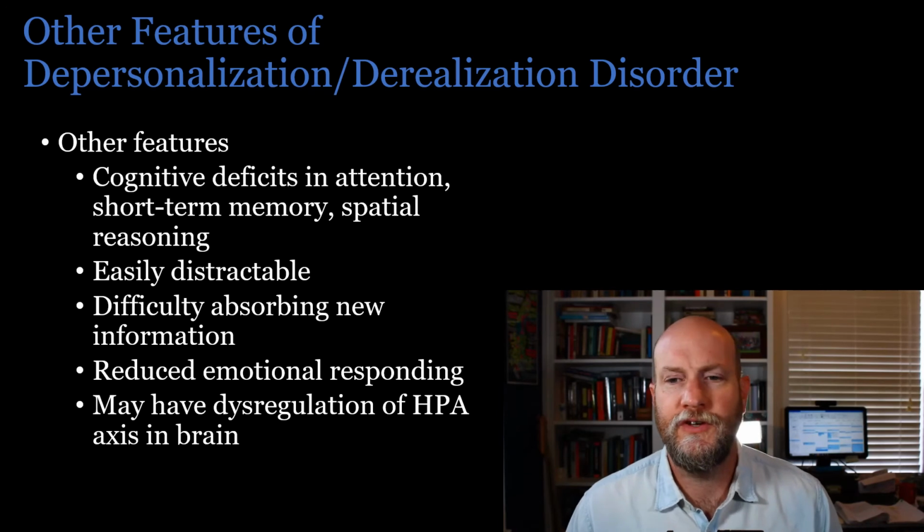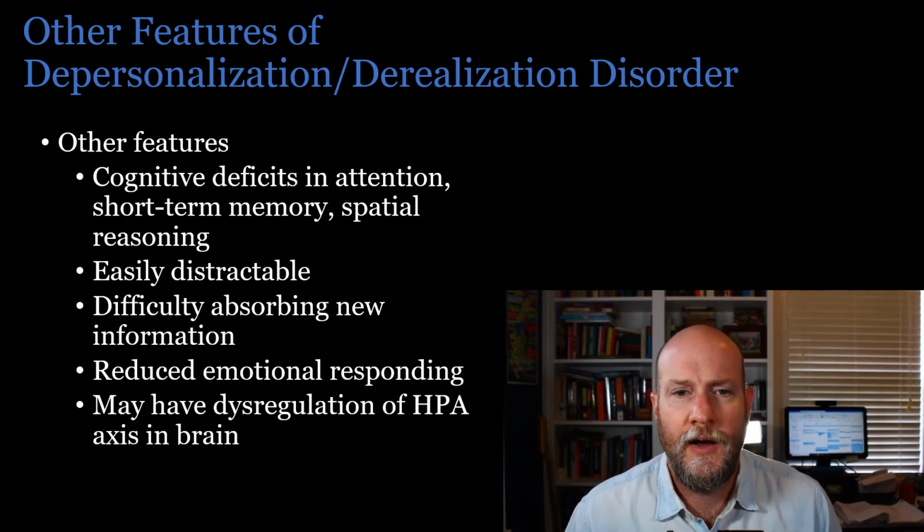So there are some other features associated with this disorder. People will often show some cognitive deficits related to these episodes, short-term memory, spatial reasoning. They tend to be easily distractible. People who manifest this condition may have difficulty absorbing new information, and they may have reduced emotional response to things, be kind of numb or disconnected, and they may have dysregulation of the HPA axis in the brain we discussed that's associated with anxiety, the activation system.